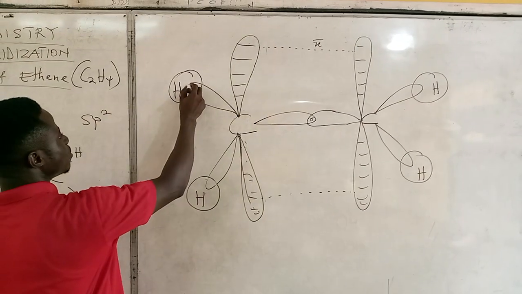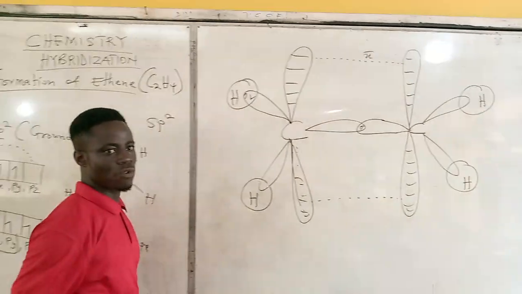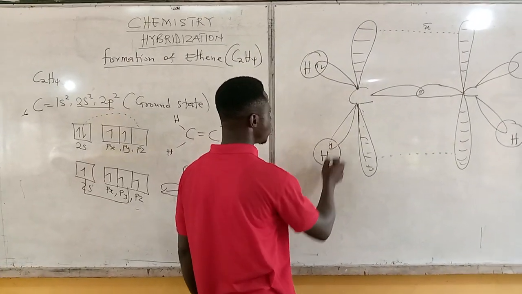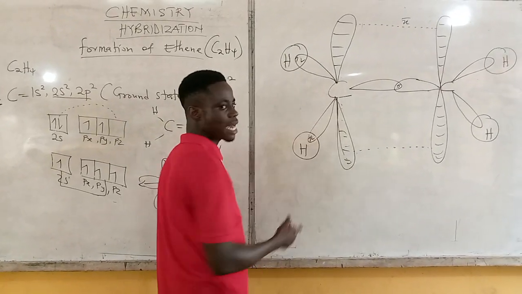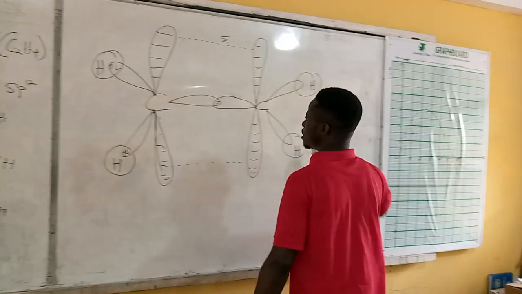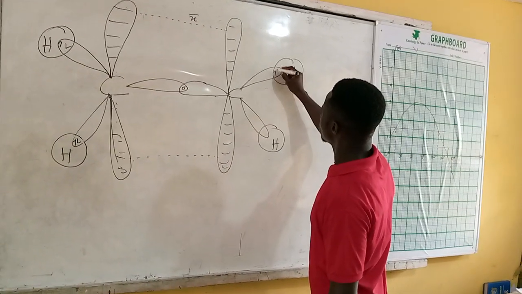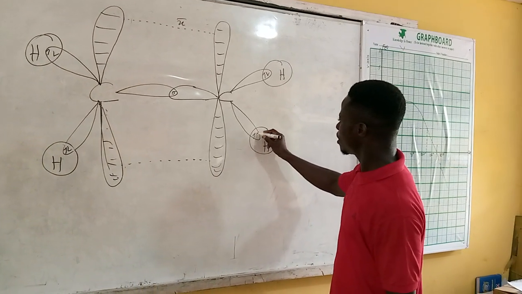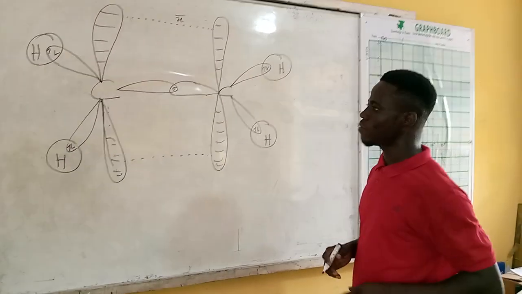This will bring 1 electron, and this will also bring 1. Then they share to form a covalent bond. This hydrogen will donate 1, and the carbon also donates 1 from its hybrid orbital. They share, they form a covalent bond. This will bring 1, this will also donate 1. They share and they form a covalent bond. This donates 1, this donates 1. They share and they form a covalent bond.